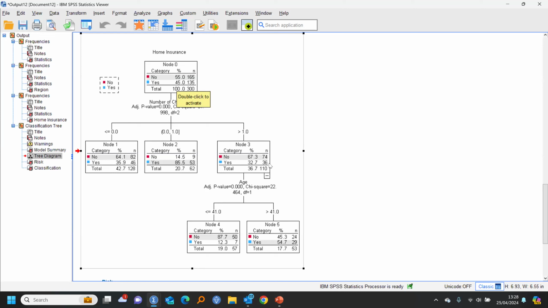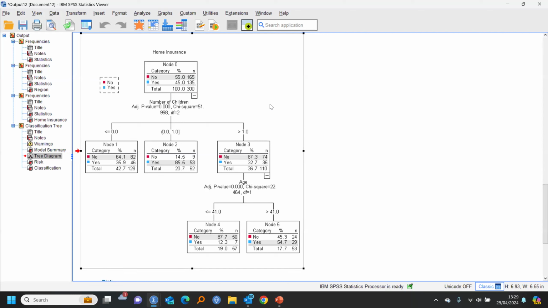But within this group of 110 people who have more than 1 child, it's actually split it further. It's found a variable that it can split further. And it says, well, if they're aged 41 or younger, then only 12.3% of them would buy home insurance. But if they're above the magic threshold of 41 years old, then 54.7, just under 55% of them would buy home insurance.